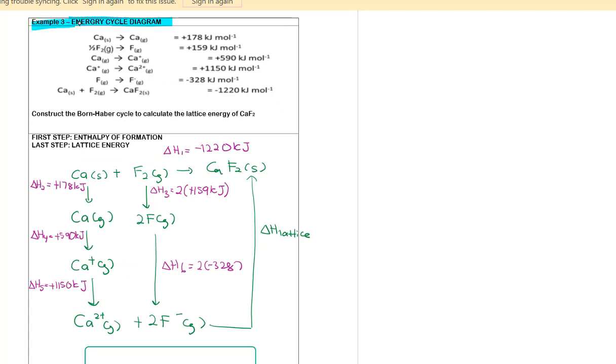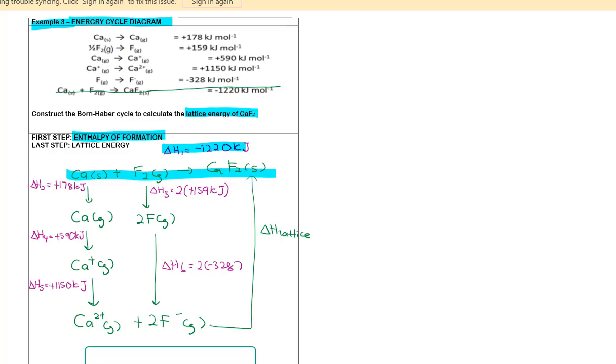Energy cycle diagram, example 3. Construct the Born-Haber cycle to calculate lattice energy of calcium fluoride. So as usual, kita akan start off dengan enthalpy of formation. Dia dah bagi dah nilai enthalpy of formation. Okay, so kalau kita tengok dekat sini, fluorine ni dalam keadaan molekul lah, F2. So dia akan produce F2 jugalah kat sini. So equation ni balance dekat formation.